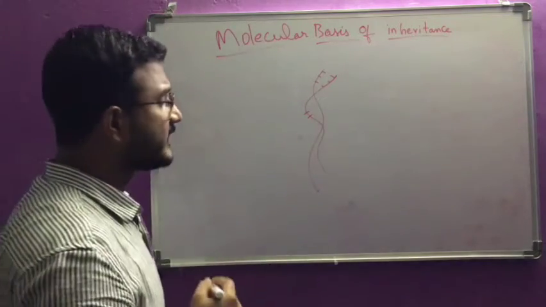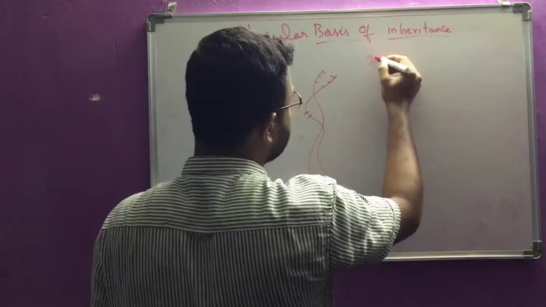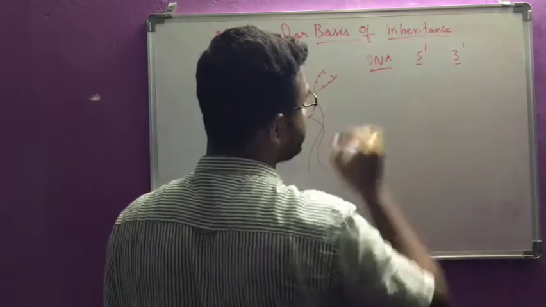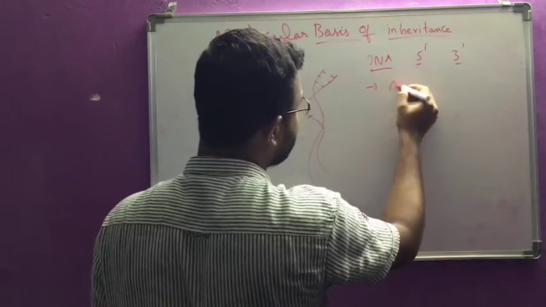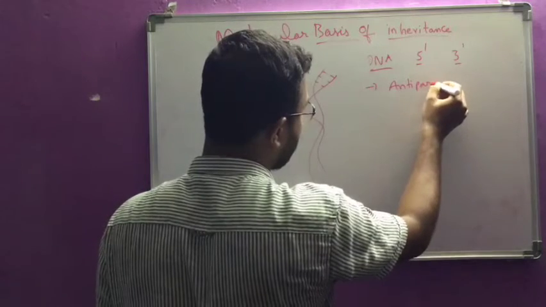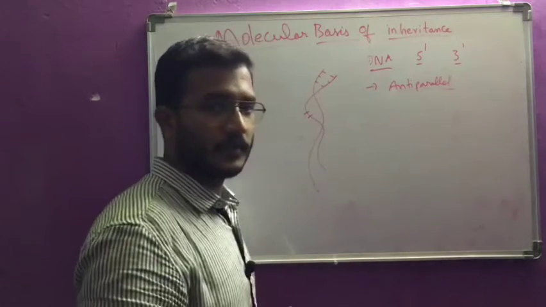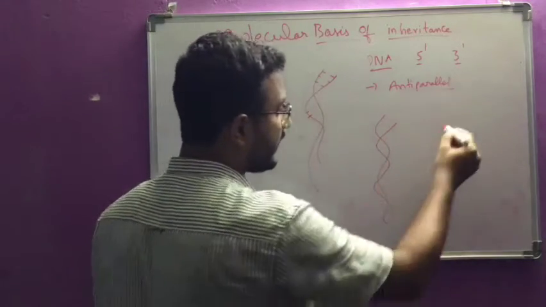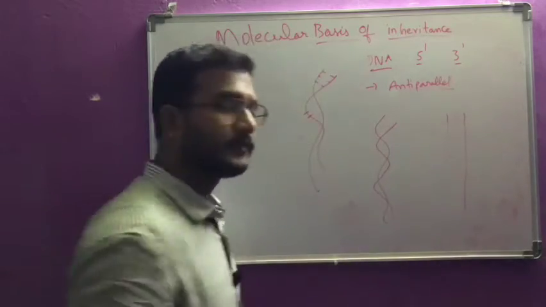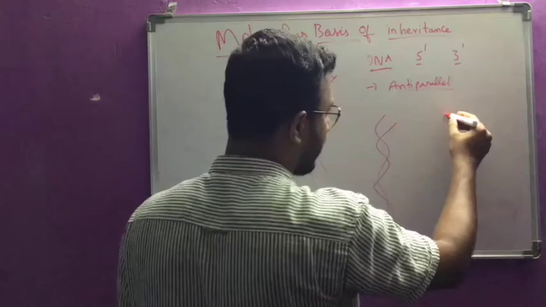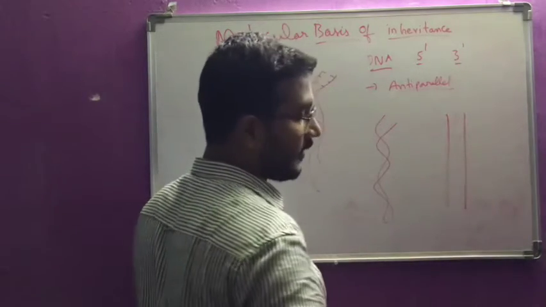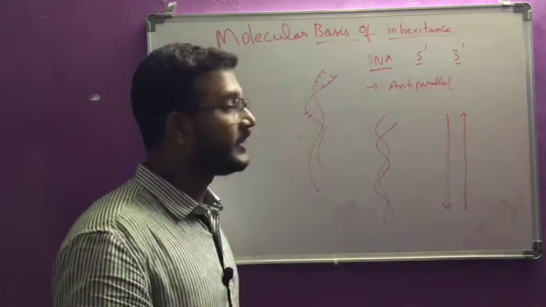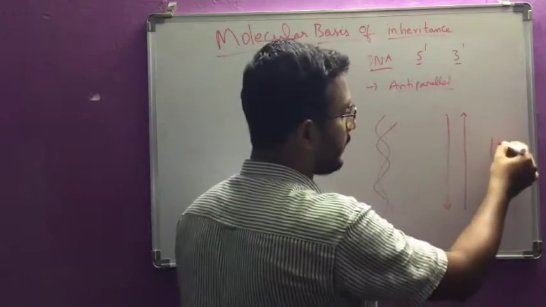And today the extensions are: the DNA has a 5' end and a 3' end, and it has the character of being anti-parallel. For example, these two are parallel lines. But what is anti-parallel? If this line is drawn in this position, and the other line is drawn in this manner, these two are anti-parallel, and this is parallel.